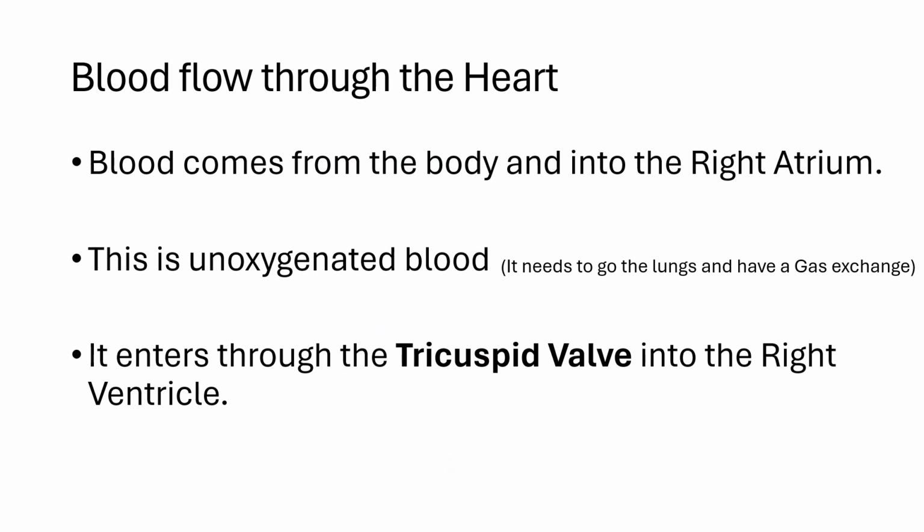So, blood flow through the heart. First of all, blood comes from the body and into the right atrium. This is unoxygenated blood. It needs to go to the lungs and have that gas exchange where CO2 gets pushed off and O2 gets put on so that we can then bring that blood back and oxygenate the body. It will enter through the tricuspid valve into the right ventricle. So we go from the right atrium through the tricuspid valve into the right ventricle.